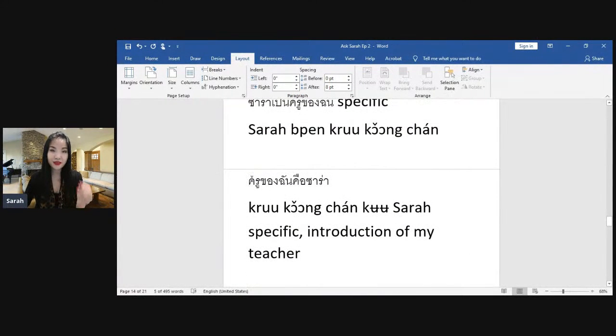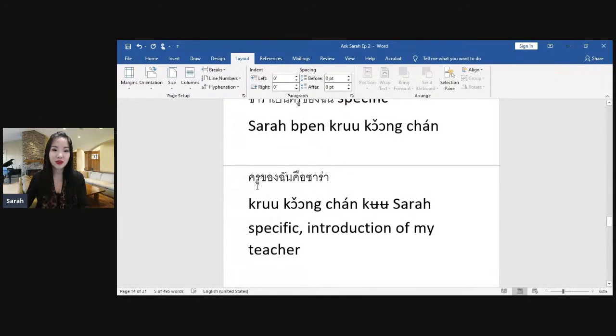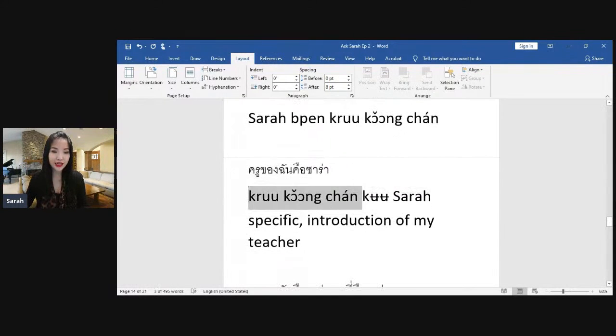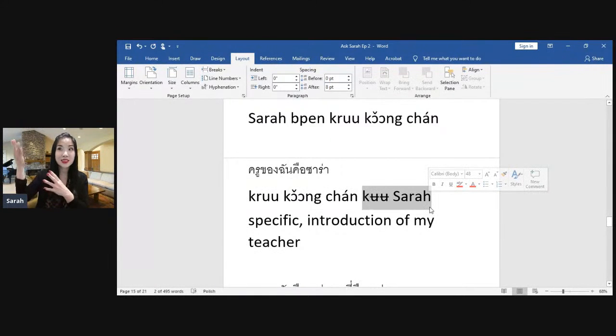คือ is also used when you want to make an introduction. Like the word after คือ, if it's the name, you use คือ, you're not going to use เป็น. Okay? ครูของฉัน, my teacher is Sarah. So this one is specific. My name is specific, right? An introduction of a teacher, or your teacher or my teacher. So when it's specific like that, when it's a name, it's pretty much 100% คือ.